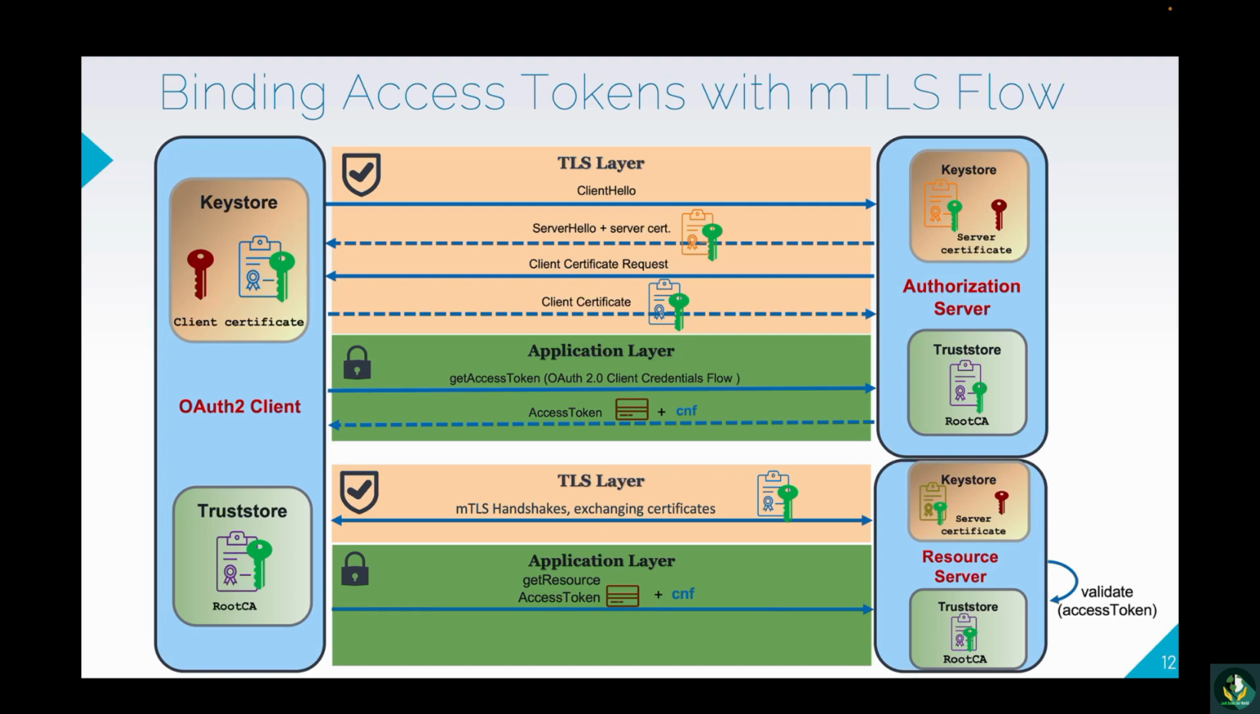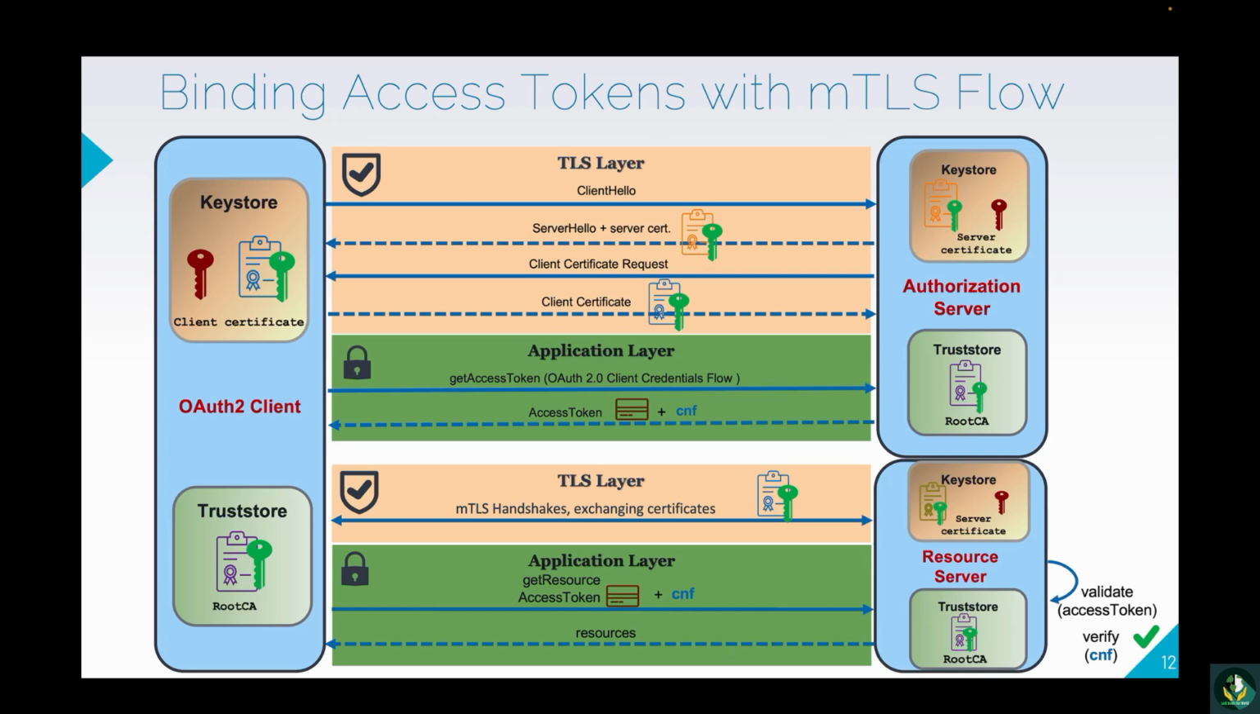However, in this case, it also verifies the CNF claim within the token by calculating the thumbprint of the client certificate presented during the TLS handshake. It then compares this calculated thumbprint with the one included in the CNF claim of the access token. If these values match, it confirms that the token is bound to the client presenting the certificate. If they don't match, the token is rejected. This ensures that the token is bound to the client that possesses the corresponding private key.